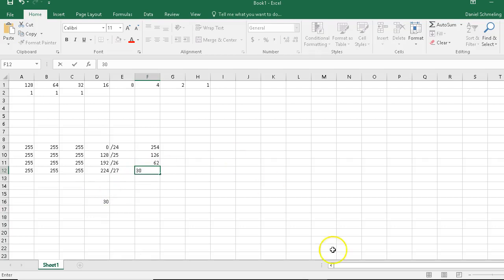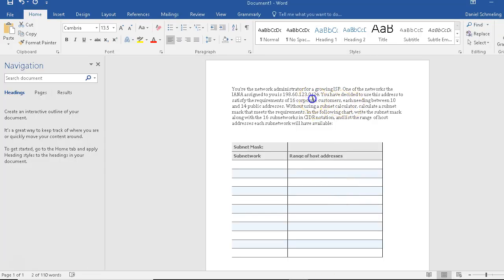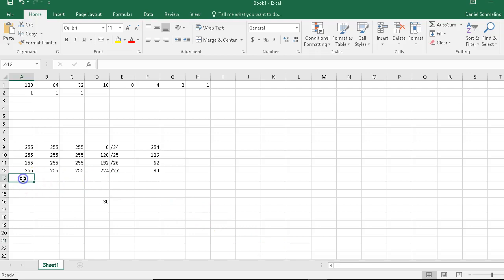And that still does not meet our requirement, because our requirement is to get 16 corporate customers about 10 to 14 IP addresses, right? So we got to keep going even further. We have to take another one from our octet. 255. This is not changing our IP address. This is changing the subnet mask. It's changing our ability to break down that IP address scope that we've gotten, right?